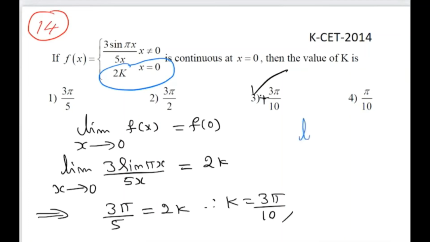Remember this, limit x tends to 0, sine of ax upon bx. You just keep the coefficients outside, a by b. That is the value of sine of ax upon bx as x tends to 0. So here in the same way, just take pi outside, 5 outside. 3 times pi by 5. So k is 3 pi by 10. This is plus 3 pi by 10.